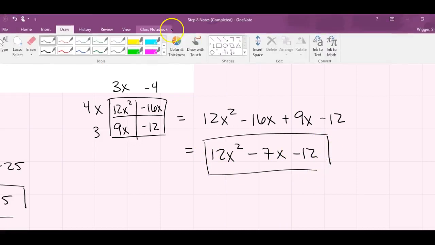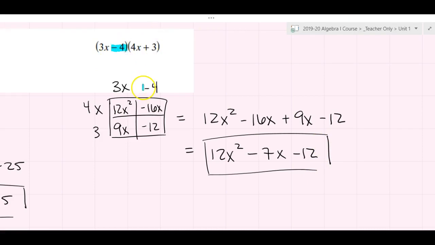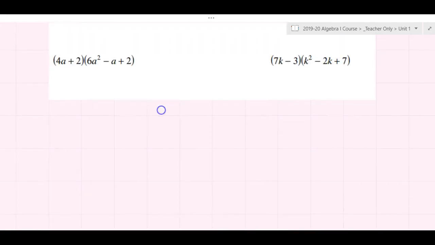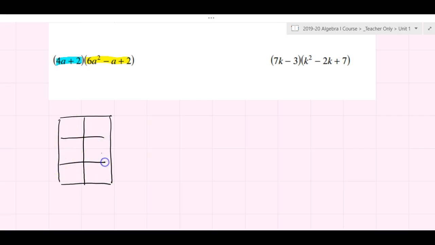Notice on this one that we had a -4 term, so that had to go down to the box as well. That way when we multiplied by 4, we were multiplying by -4. Alright, 2 more. So here I have 2 terms by 3 terms. So now my box needs to be a 2 by 3. So I'm going to make it a little bit longer. I need 2 terms along the top and 3 terms along the side.